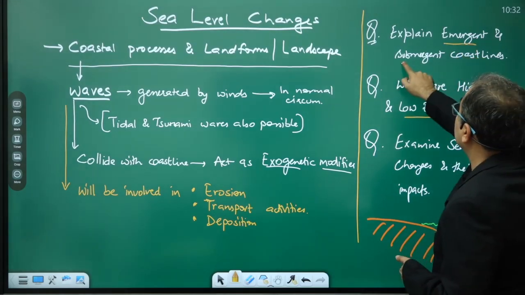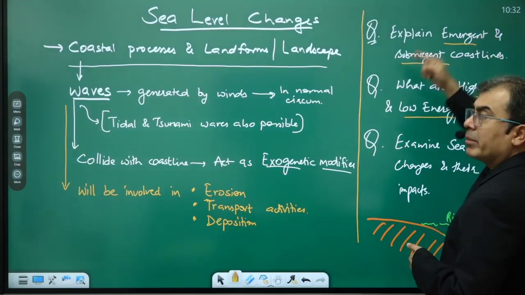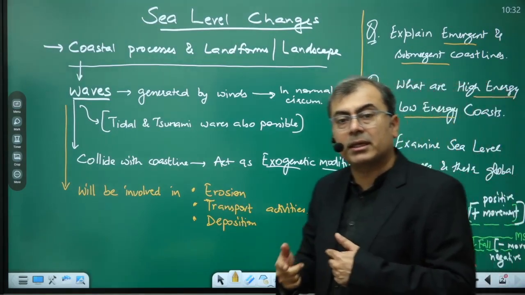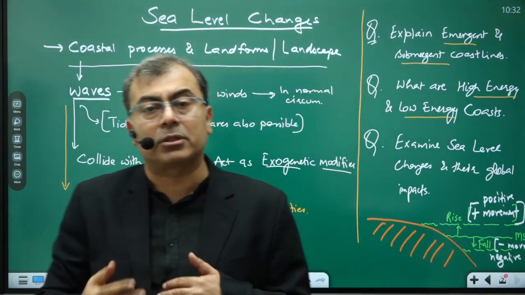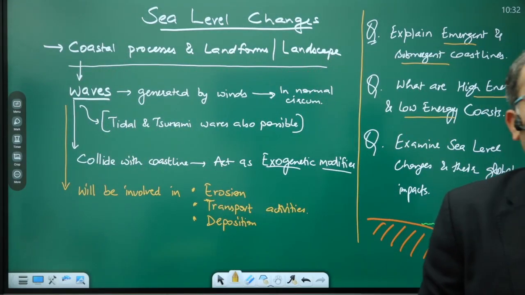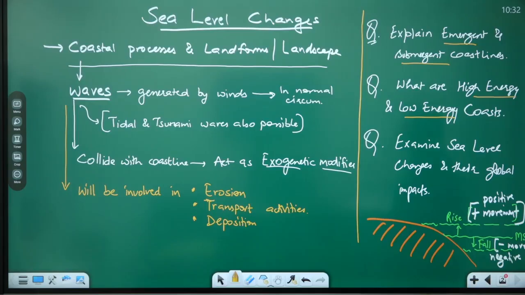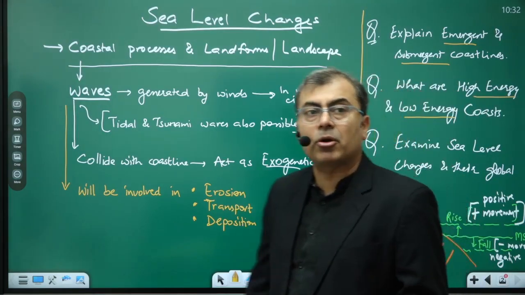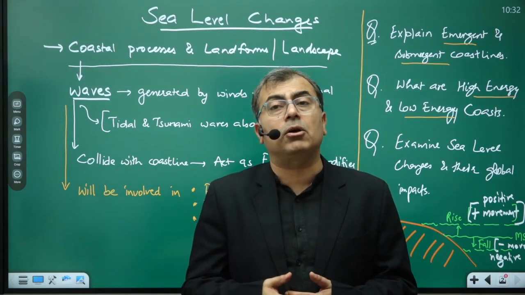Emergent coast, submergent coast. Emergent क्या कर देगा? Negative movement, positive movement. Do you understand the words? Why did I use the word positive, negative? I want my students to be comfortable with the vocabulary. So erosion भी करेगा, transport भी करेगा, deposition भी करेगा, but will depend upon what? Will depend upon the energy of the wave.